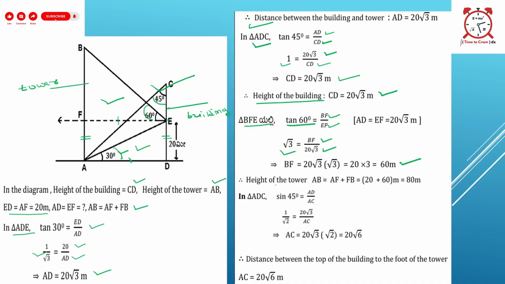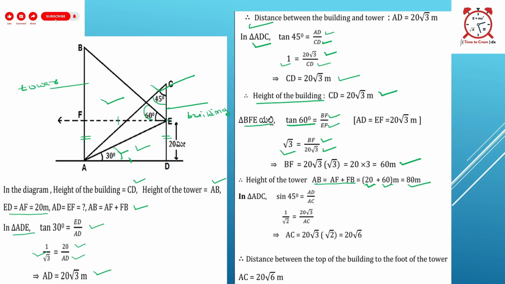Now height of the tower, we already wrote AB equal to AF plus FB. So the value of AF is 20 and value of FB is 60. Then their total is 80 meter. This is the height of the tower.